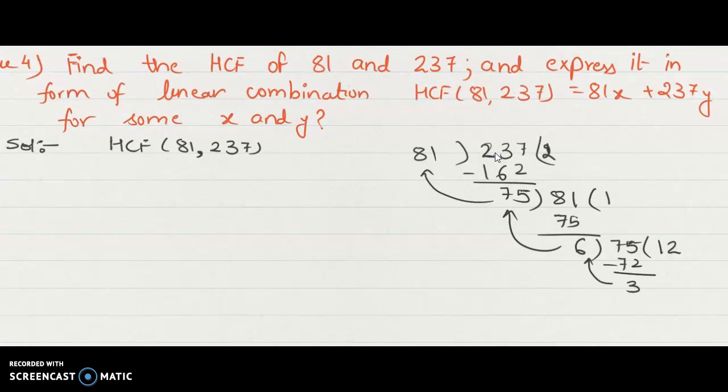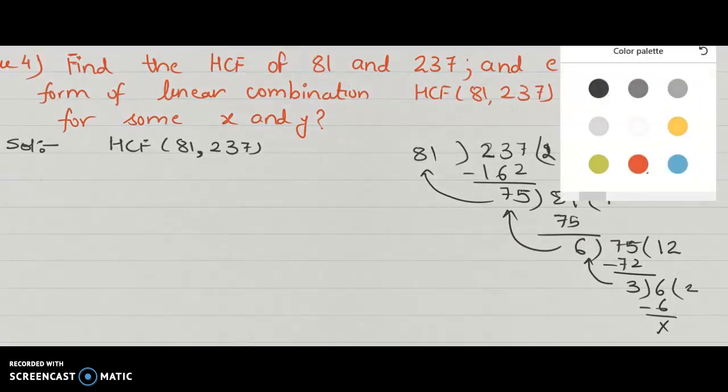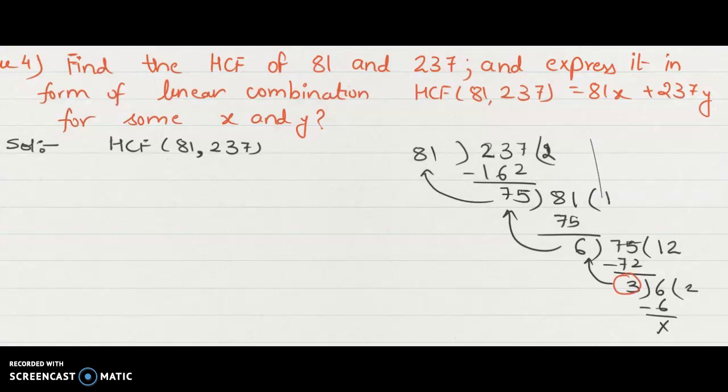Now this 3 is going to divide this divisor. So it becomes 2, 3 2s are 6. Now we get a 0 as a remainder. So what is your highest common factor here? Here the highest common factor is 3.